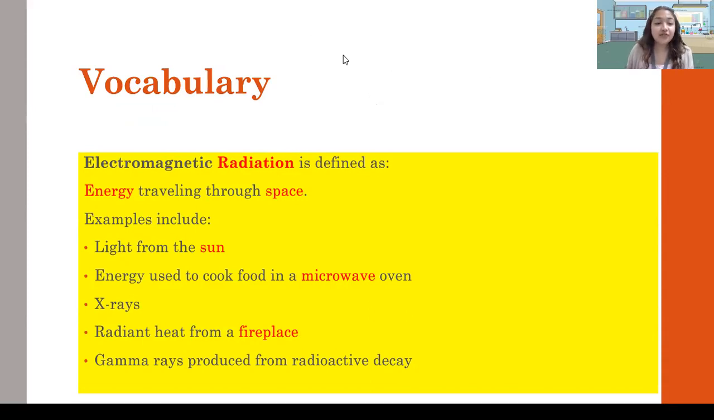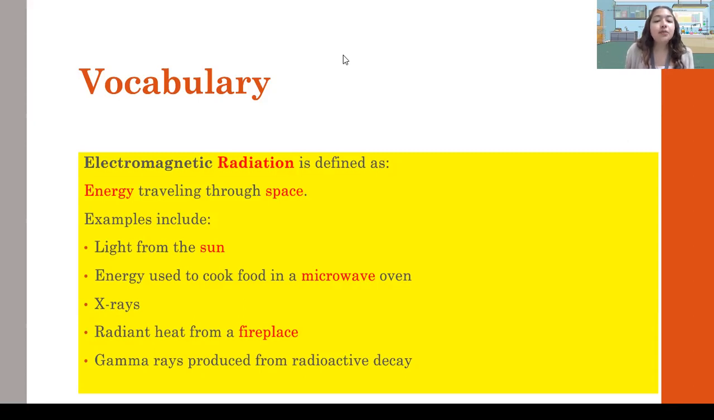So electromagnetic radiation is defined as energy that travels through space. So whenever energy is traveling through space to reach its destination, that is electromagnetic radiation. So examples include the light from the sun. So the light from the sun obviously has to travel through space a great distance to reach us here on Earth, right? So that falls under the category of electromagnetic radiation.